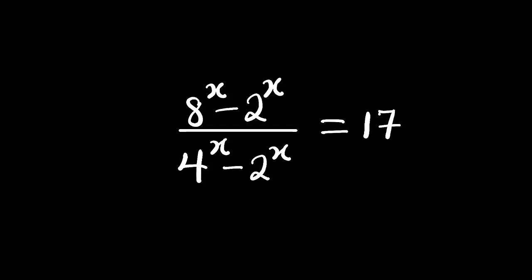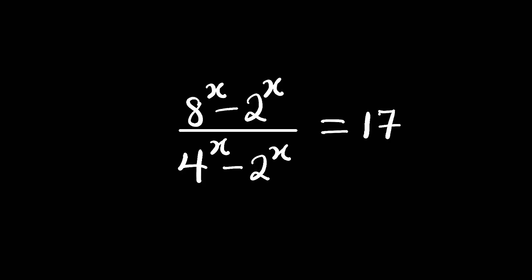Hello everyone. In this tutorial, we are going to provide a solution to this interesting exponential equation: (8^x - 2^x) / (4^x - 2^x) = 17. And we are looking for the real value or values of x that can satisfy this equation.